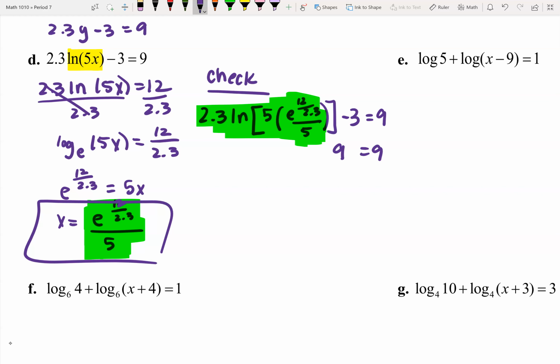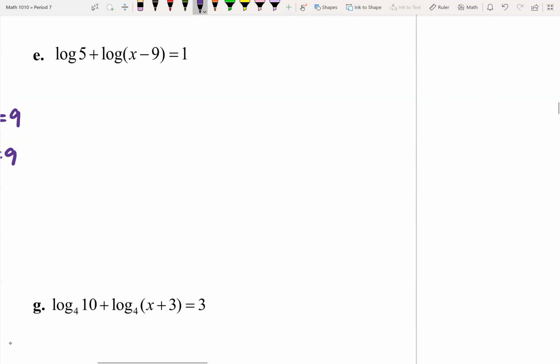Raise your hand if you got a 9 when you put it in your calculator. Okay. Do you see why it's complicated? If you don't practice it, if you still didn't get a 9, come up after the lesson and I will help you. Okay, here's question E.